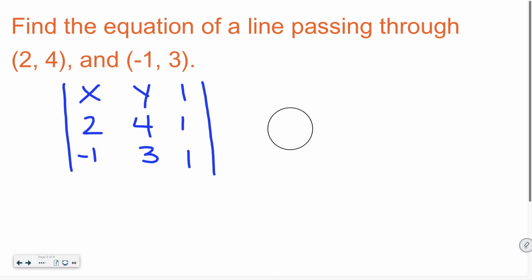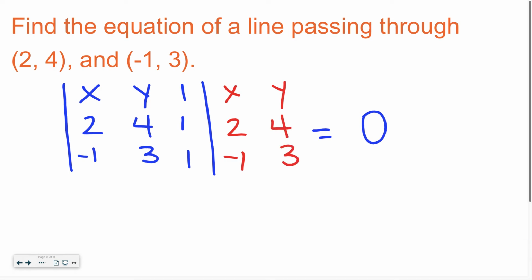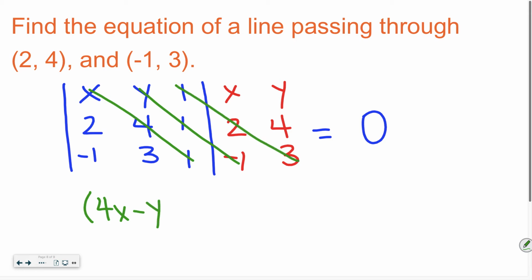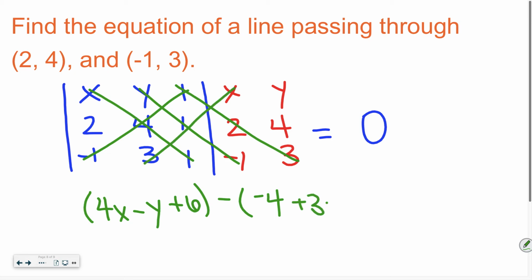Okay. I'm going to move this 0 over. We're going to do this the same way we would do any other 3x3 determinant. We're just going to have some x's and y's in our products. So we have 4x minus y plus 6 in our first sum. Then we're going to subtract our up diagonals: -4 plus 3x plus 2y, and we know that that should equal 0.